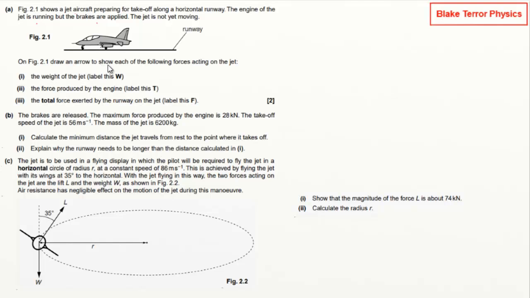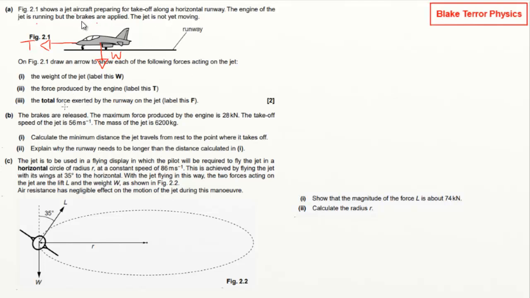So we've got the weight. Nice easy starter. That's always going to be vertically downwards. The force produced by the engine is going to be horizontally in the opposite direction. The engine's firing out the back, so the jet's going to be moving forwards. That's the point of the engine. It's driving the jet forwards, or at least when it starts moving, it will.